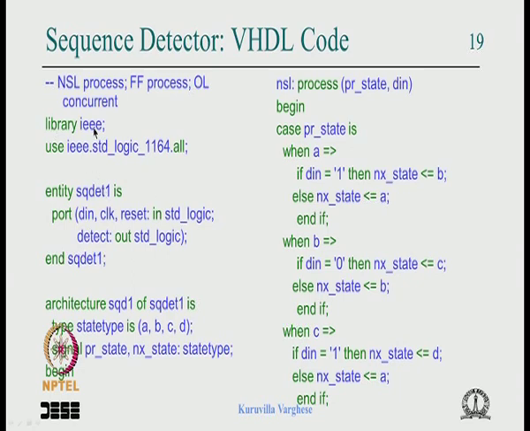This is the library clause, IEEE library, the package. This is the entity. As I said, since we are writing this kind of standalone, all our input D in, clock, reset are input standard logic, detect is output standard logic, and the entity name is SQ detect 1, and we say architecture some name of that.